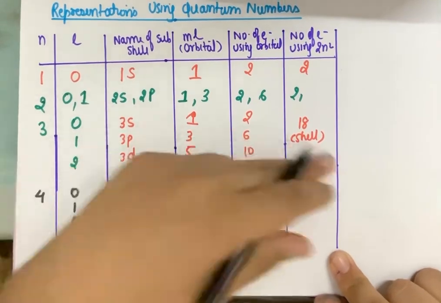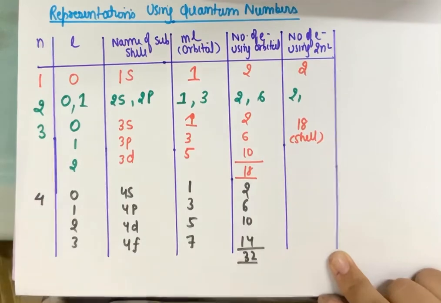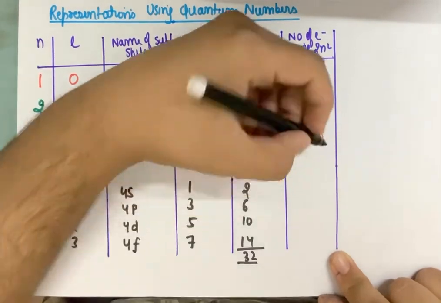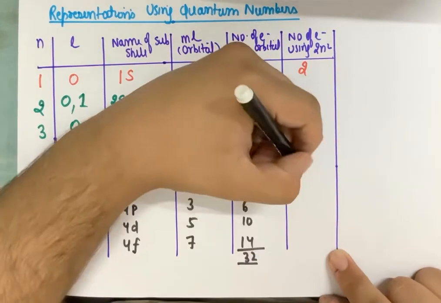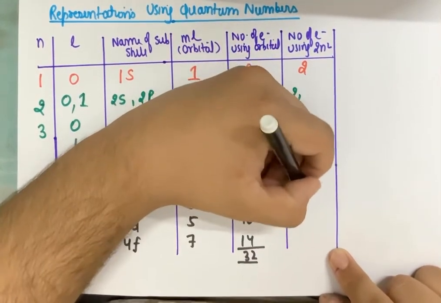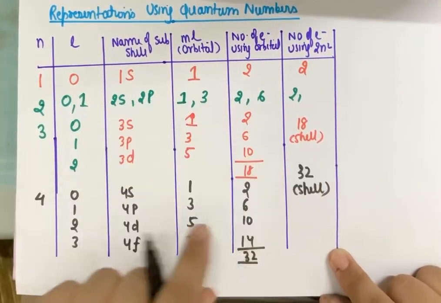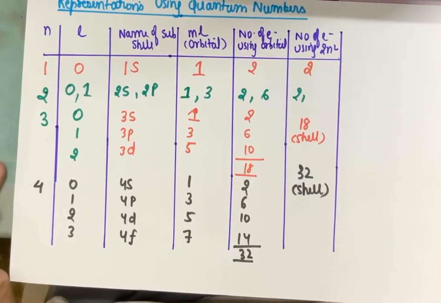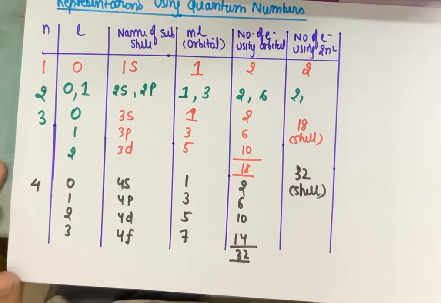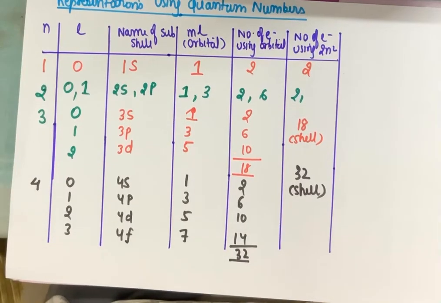Okay. Now let me use this formula to get whether this is 32 or not in the entire shell. 2 into n square, n is 4. 4 square is 16. So this is 2 into 16. This becomes 32 for the entire shell. And this total in all orbitals for the shell also is 32. Hence we are doing it correctly. Okay. This is fine. So you can take a screenshot and understand from this.